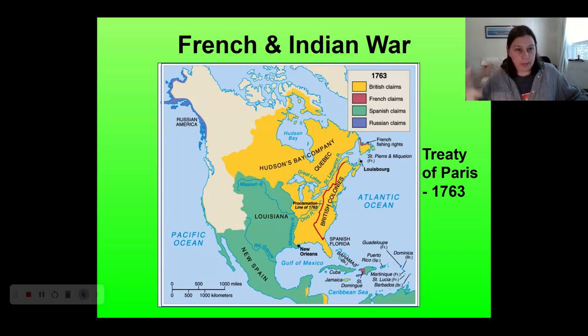But this is the big victory for the British. They are now officially the most dominant empire globally, because they win here and they win in a bunch of other places. So the Treaty of Paris, in many ways, is a big victory for the British.